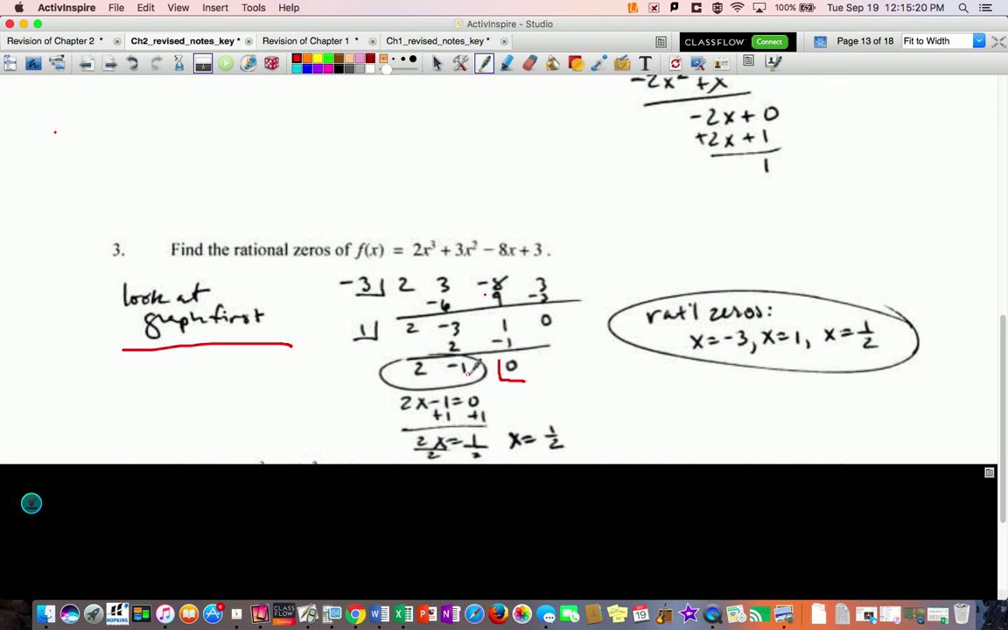But what you can do then, this is your constant, and this is your x. So look, you can set up a linear equation right here. 2x minus 1, set it equal to 0. And when you solve it, that's how you get the 1/2. So you might not see that. But remember, 1/2 is rational. So these are your 3 rational zeros.